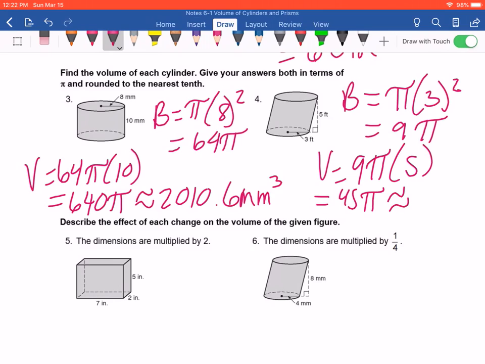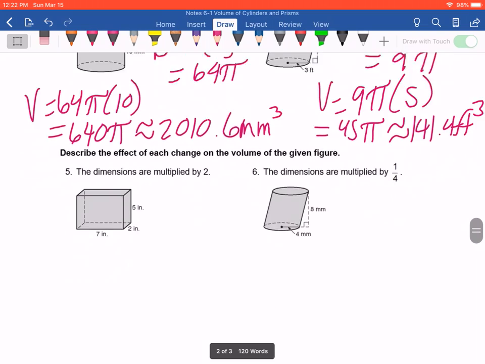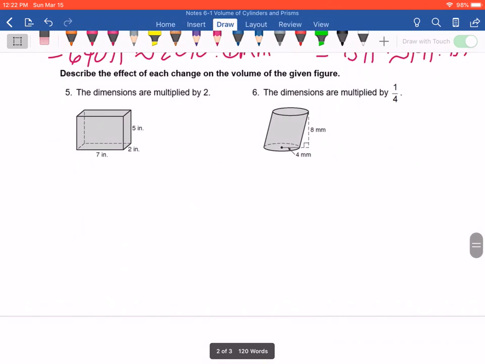That is approximately equal to 141.4. Of course, we're talking feet cubed, right? Because we're dealing in volume here. All right, so looking at questions number 5 and 6, the directions ask us to describe the effect of each change on the volume of the given figure.